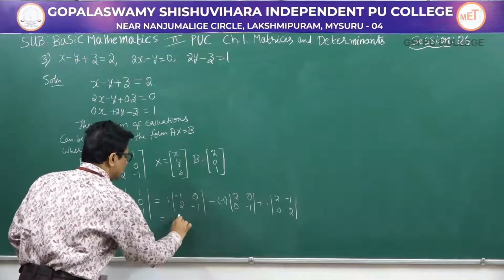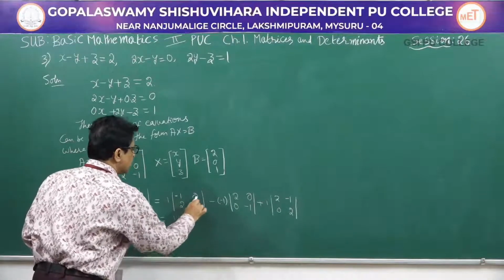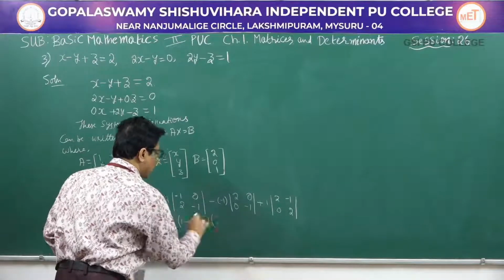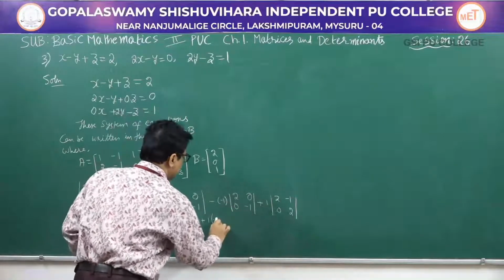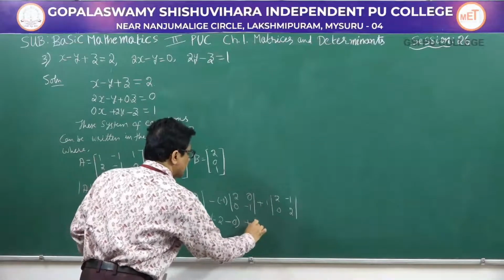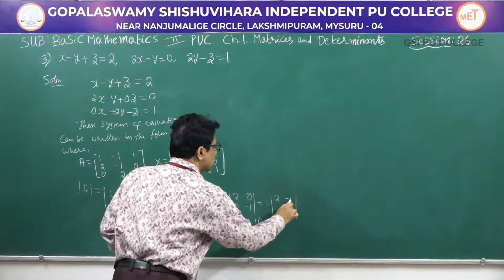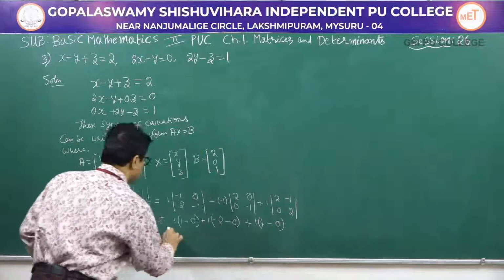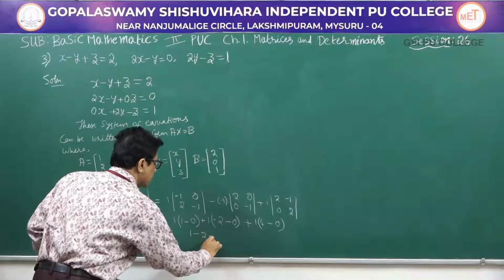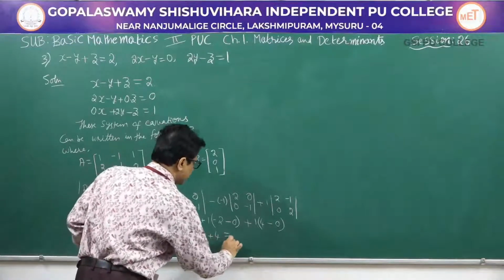So that will be equal to 1 into minus 1 is minus 1, minus 2 into 0 is 0, plus 1 into 2 into minus 1 is minus 2, minus 0 into 0 is 0, plus 1 into 2 twos are 4, minus 0 into minus 1 is 0. So that will be equal to 1 minus 2 plus 4. So 1 plus 4 is 5, 5 minus 2 is 3.